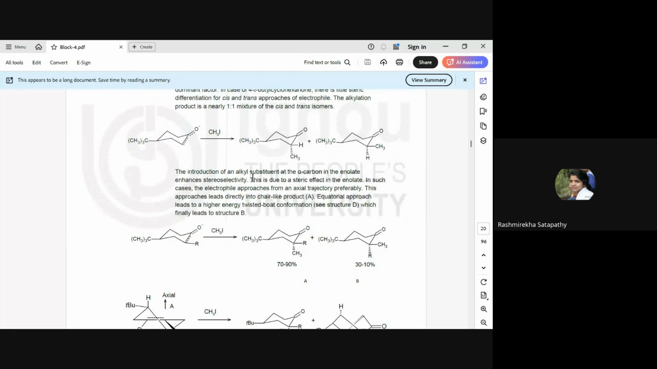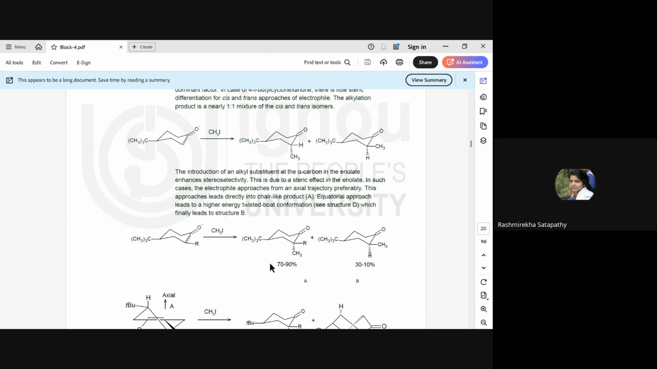The introduction of the alkyl substituent at the alpha carbon. This is the alpha carbon; a methyl group attached to the alpha carbon in the enolate enhances stereoselectivity. This is due to the steric effect in the enolate. In such cases, the electrophile preferably approaches from the axial trajectory. This approach leads directly to the chair-like product. Equatorial approach leads to a higher energy twisted boat conformation, which finally leads to structure B.